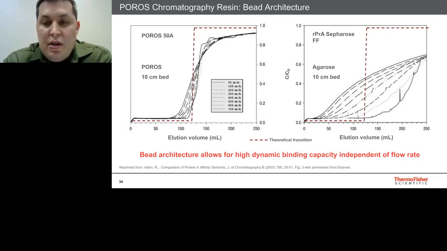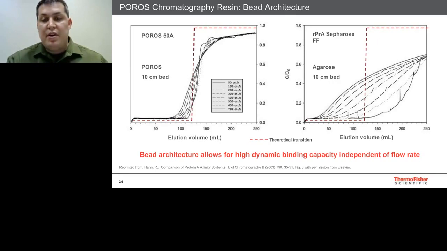at the same volume. If we look at the far left line in both graphs, which is 700 centimeters per hour, we see two things. One is the shape of the curve is concave, instead of convex, which indicates pore binding, while the POROS material stays convex. The other item to notice is the distance between the slowest flow rate, the far right, and the fastest flow rate, the far left. There's clearly a large range in the agarose material, indicating a larger change in dynamic binding capacity over the range of flow rates, while the difference between the fastest and the slowest rate for the POROS resin is significantly smaller, and thus binding capacity is minimally impacted by flow rate. This demonstrates that POROS binding capacity is independent of flow rate.